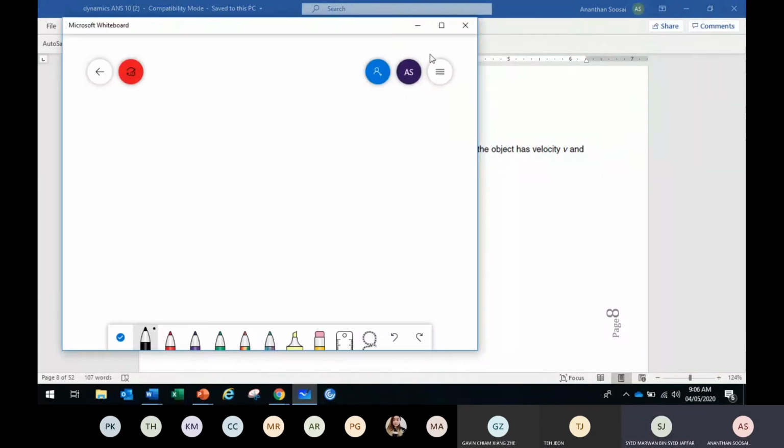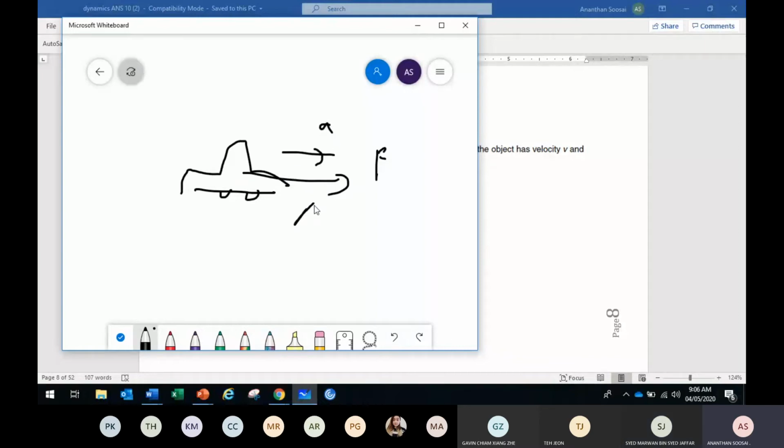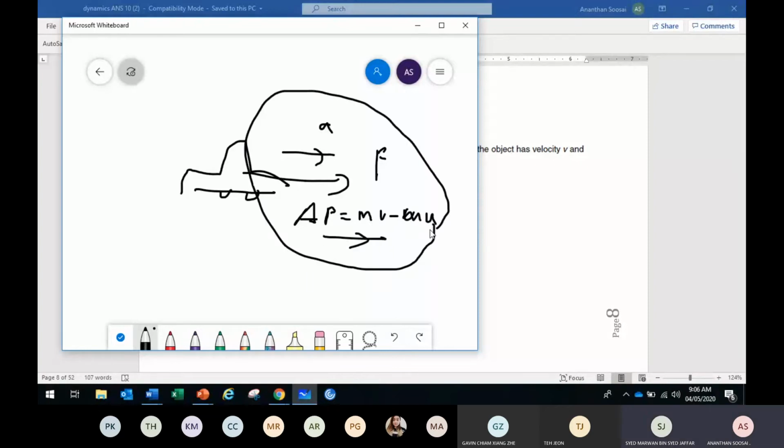Let's say you have a car here. You apply a force to the right. The force will be to the right, the acceleration will be to the right, and the change in momentum, which means mv minus mu, also will be to the right. All three of them to the right.